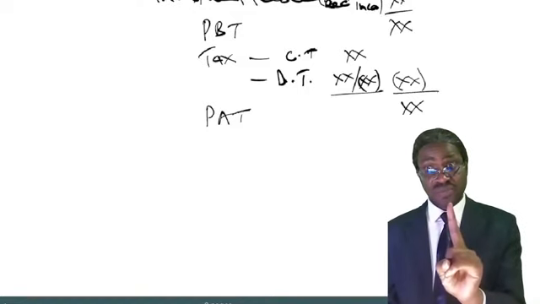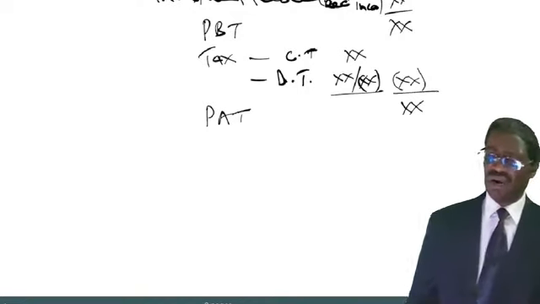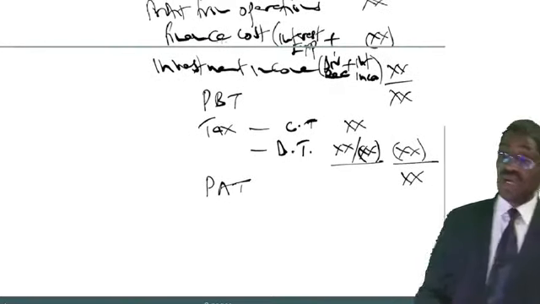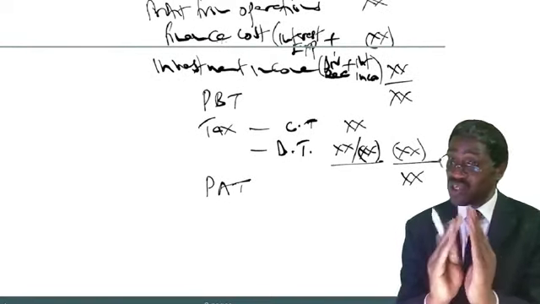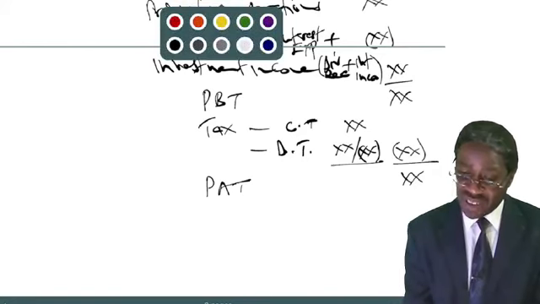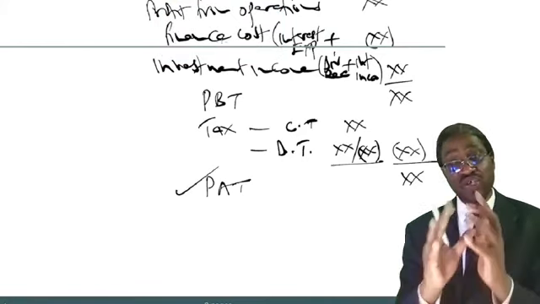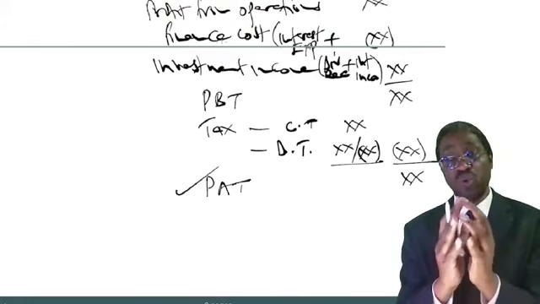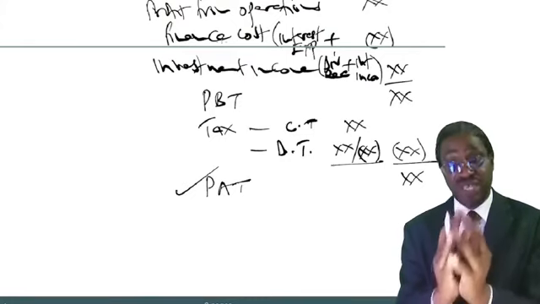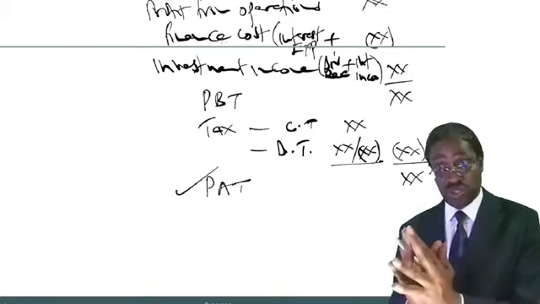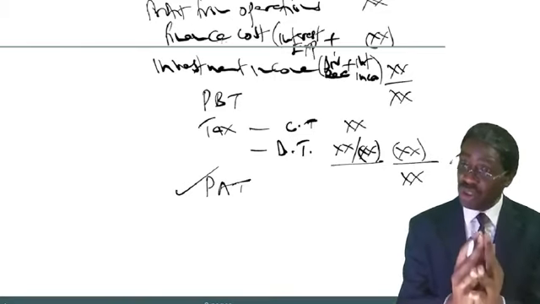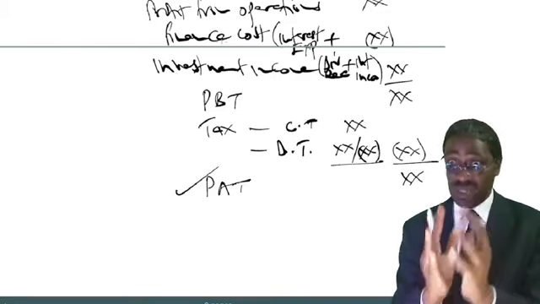Listen. So up to this point now, we are through. Once you get the profit after tax, that's what I want to say. Once you get the profit after tax, then you are through with what we call the statement of profit or loss, or what you could call an income statement.